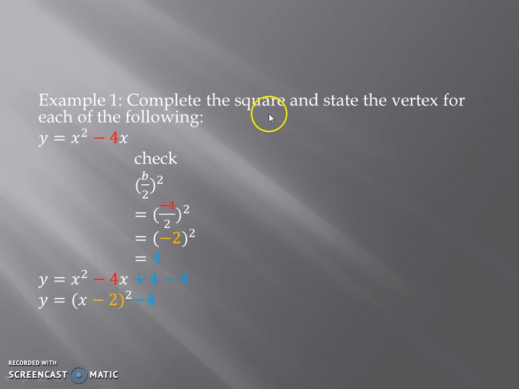But then you may be wondering, okay, but don't we still have to state the vertex? Yes, we do. Thank you for reminding me. So the vertex is 2, negative 4. You may be wondering, why is it 2, negative 4? Shouldn't it be negative 2, negative 4?